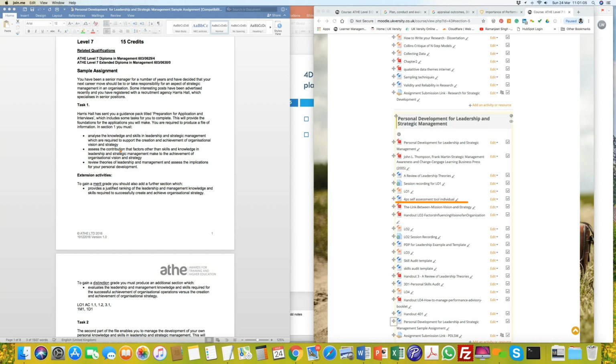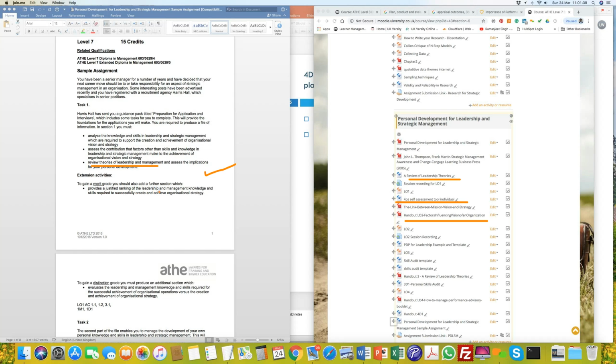Second, it talks about assessing the factors that influence skills and knowledge in leadership. This is the theoretical aspect, which you have to cover using a presentation. There's a handout that I've given, which relates to the factors influencing the vision of an organization. The last one is also theoretical. It talks about a review of leadership and management theories. There's a handout which looks at a review of the leadership theories. You need to summarize this, and that will help you complete the pass task.